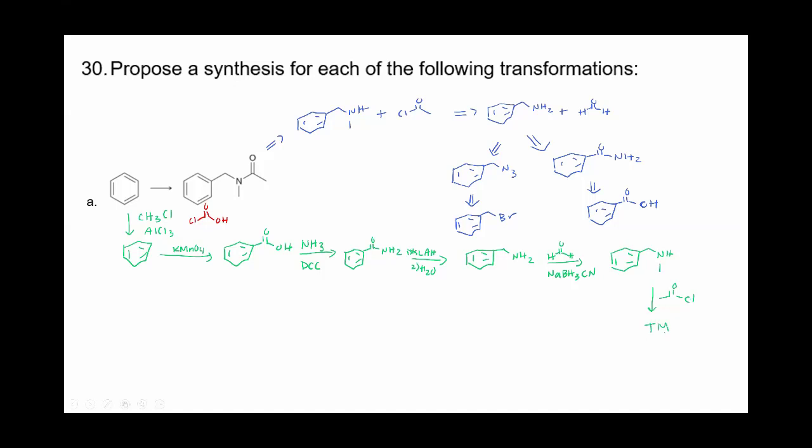If you wanted to go through the benzyl bromide route, you could add the CH3, the same route, but instead you would just take a different diversion and add NBS to brominate there.